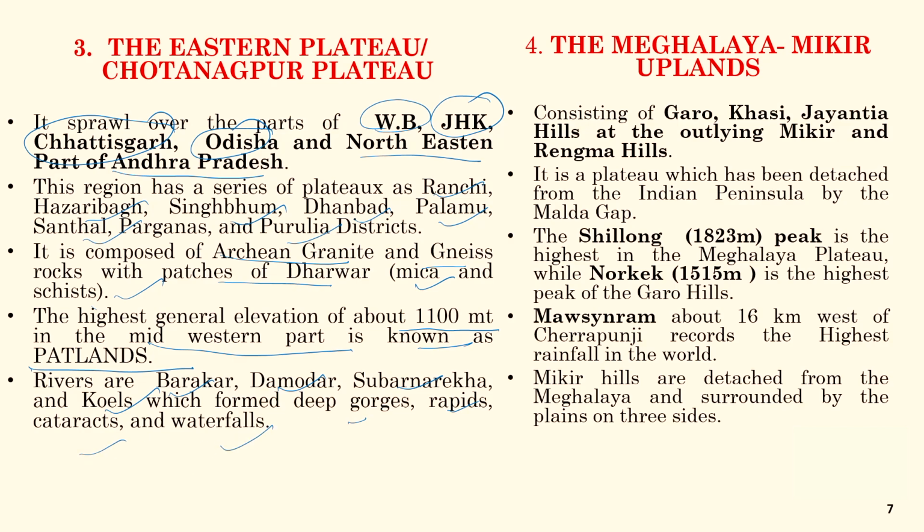The fourth one under the Peninsular Plateau region is the Meghalaya and Mikir upland. It consists of the Garo, Khasi and Jaintia hills. At the outlying area are the Mikir and Rengma hills.